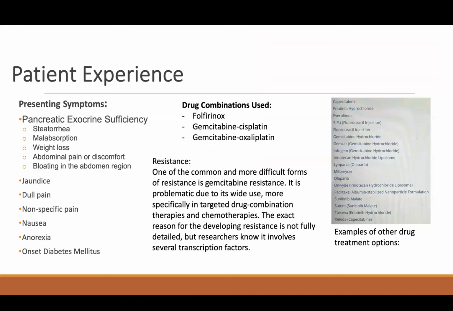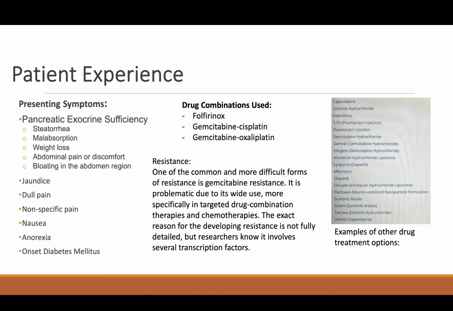For patient experience, we're going to start with the presenting symptoms. The main one here is pancreatic exocrine deficiency. That can be shown with something like steatorrhea, which is an increase of fat in your stool, malabsorption, weight loss, abdominal pain and discomfort, or bloating in the abdomen region. You'll also see jaundice. You can have a dull pain or non-specific pain, nausea, anorexia, and onset diabetes.